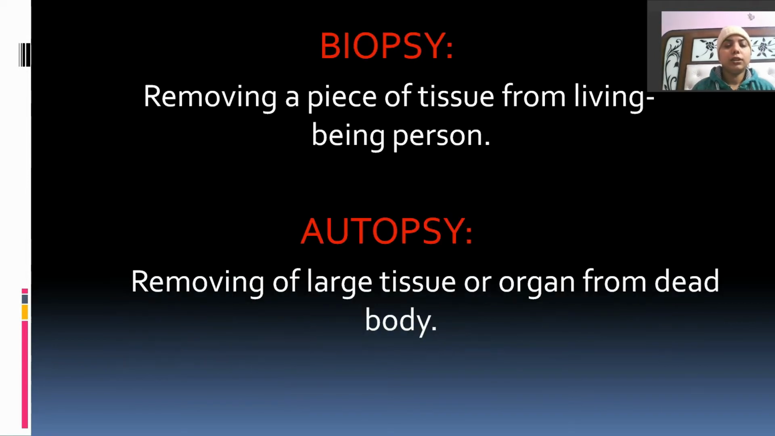Then the tissue comes in several ways. It could be from a biopsy or it could be from an autopsy. Biopsy is removing a piece of tissue from a living person, and autopsy is removing of large tissue or organ from a dead body.